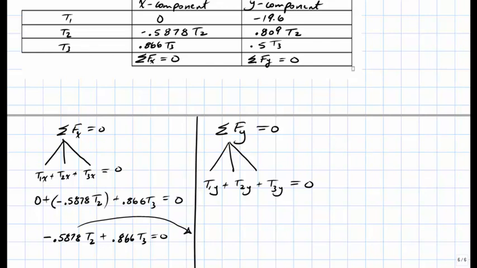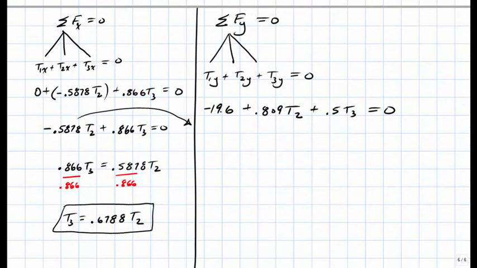From our table, T1y equaled negative 19.6. T2y equals 0.809 T2. And T3y equals 0.5 T3. That must result in a value of zero after we add these three forces. Here's what we'll do next. Let's substitute the value of T3 from the right-hand side into this equation so that we can reduce this so that there's only one variable. So instead of T3, I'll erase the T3 and we'll substitute 0.6788 T2 into this equation.